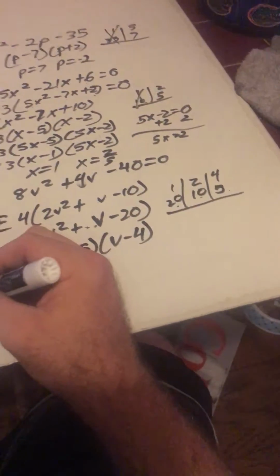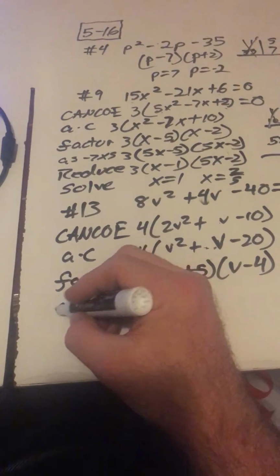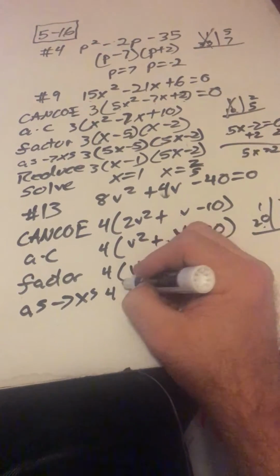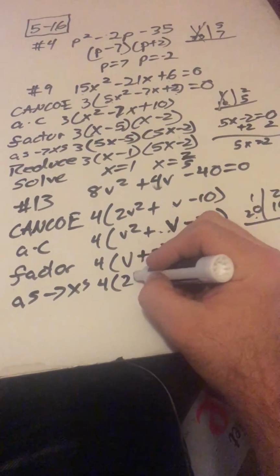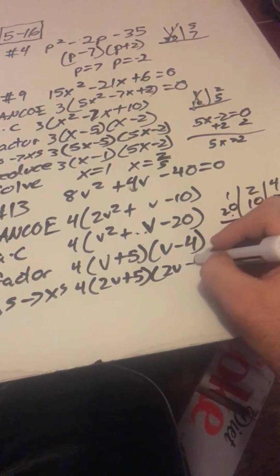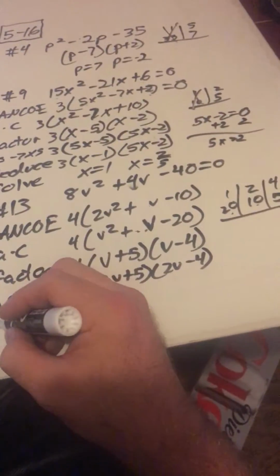Then I go back here to my steps, put my a's in front of my x's. So I put my a's back in front of my x's. So I have 4, and my original one, 2. 2v plus 5, and 2v minus 4. Okay, so now we reduce.